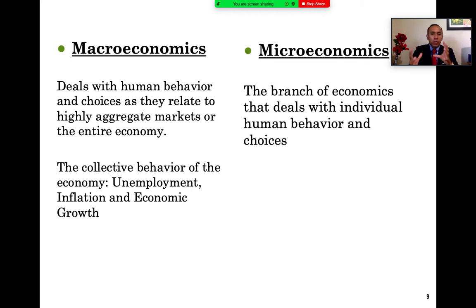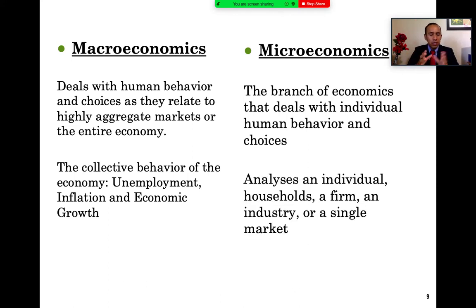Microeconomics is the branch of economics that deals with individual human behavior and choices. It's a little bit more towards the local level and local state. Macro is the big picture or the big economic analysis of everything. Micro is very specific. It analyzes individual households, a firm, an industry, or a single market or consumer behavior at the local level. So a little bit different.